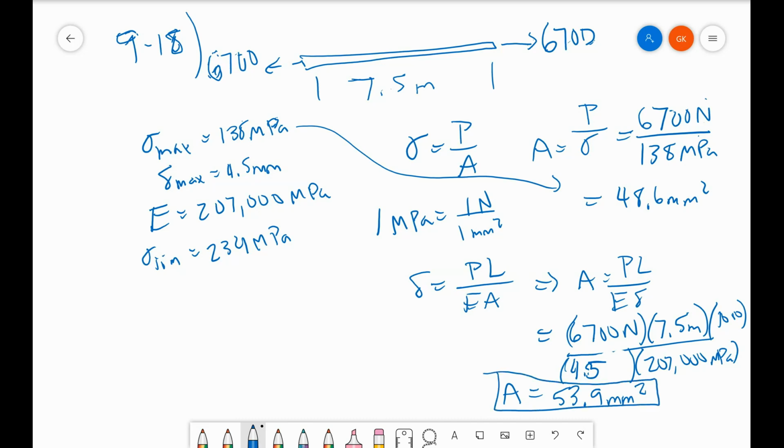This area will be required. I need to use the bigger of the two areas to be able to make sure that both conditions are met. This area will support the max stress, and it will also keep from stretching more than the max elongation.